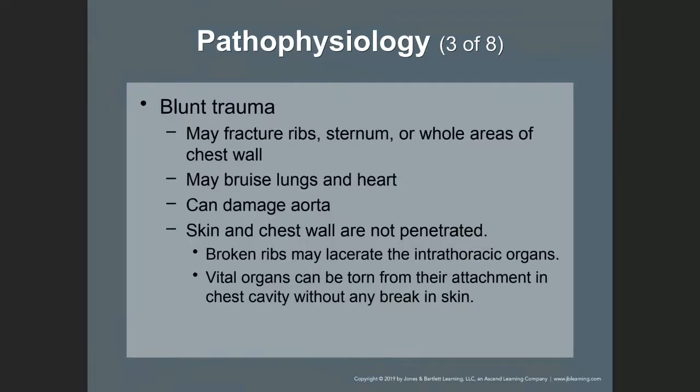Blunt trauma may result in fracturing of ribs, the sternum, or whole areas of the chest wall. There may be bruising of the lungs and the heart, and the aorta can be damaged. Skin and chest wall are not penetrated. The broken ribs may lacerate the intrathoracic organs. Vital organs can be torn from their attachment in the chest cavity without any break in the skin.